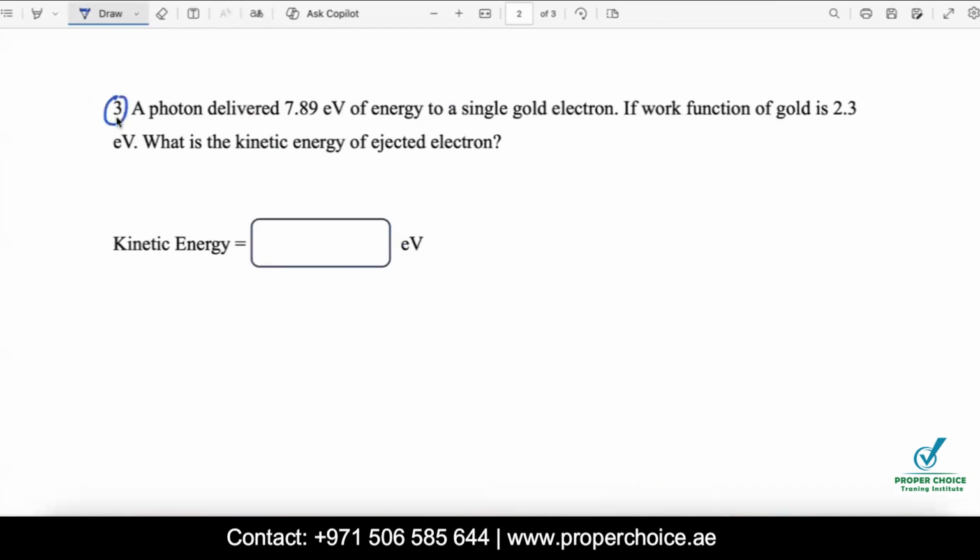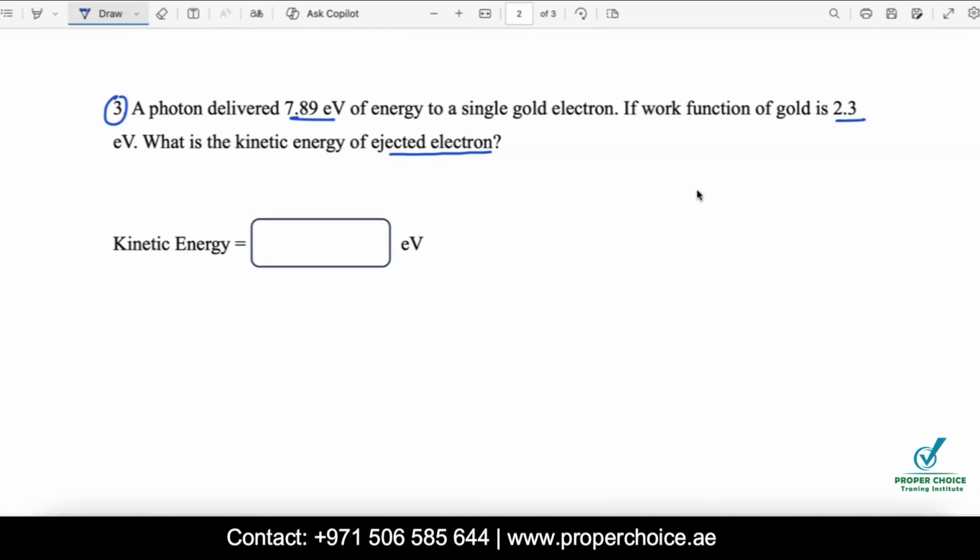Question number 3 here is: a photon delivered 7.89 electron volt of energy to a single gold electron. That means the energy given by the photon to an electron of a gold atom. If the work function of gold is 2.3 electron volt, what is the kinetic energy of the ejected electron? So they're asking you about terms like work function, kinetic energy, and so on. If you study the concept of photoelectric effect, you will understand.